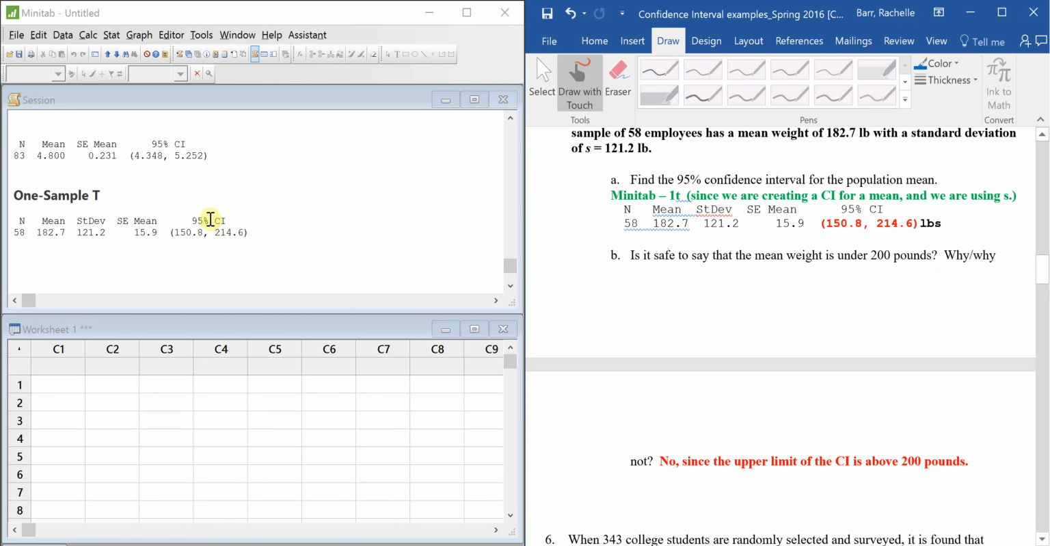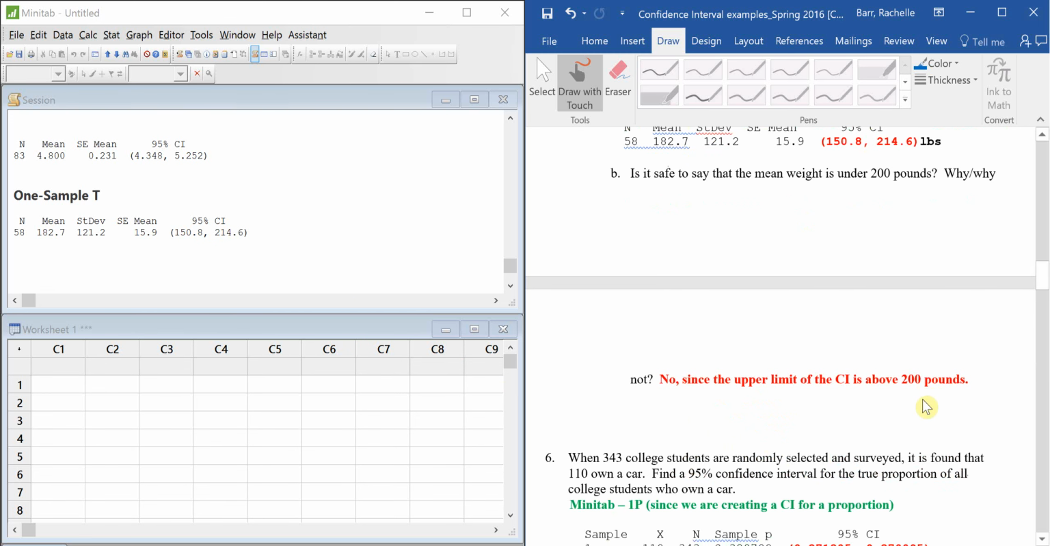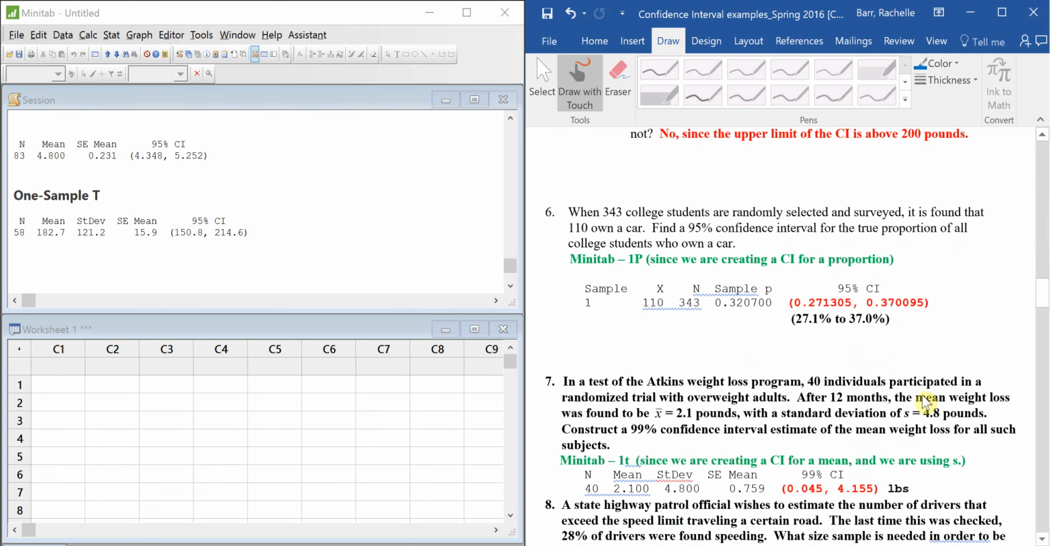Well, 200 is in there, and less than 200 is in there. There's things above it in the confidence interval, so you can't really say that it's definitely under 200. There's a lot of possibilities in there. This is quite wide, so there's a lot of options. So we'd say, no, since the upper limit is above 200 pounds, it's possible that the true population mean is actually higher than 200. All right, number 6.